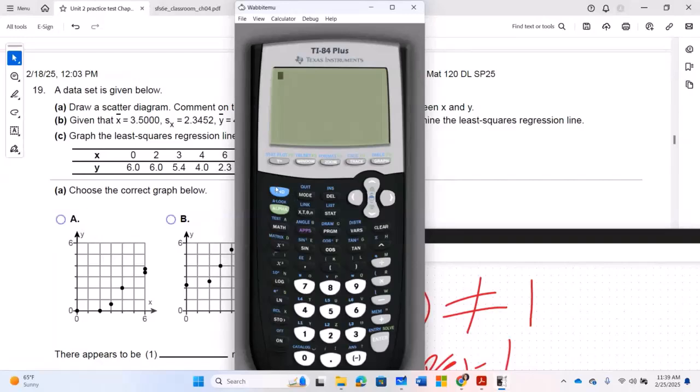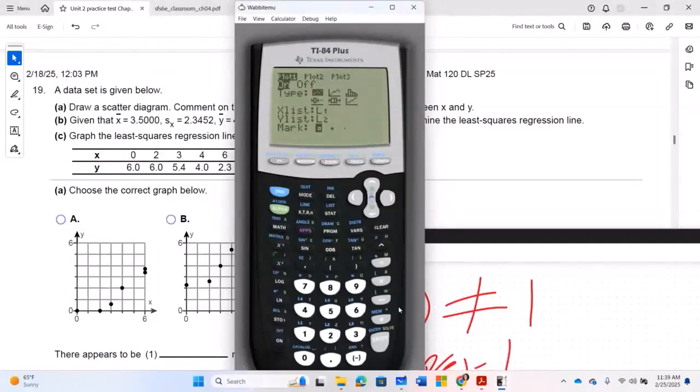Okay, so I am going to do a scatter plot. That's what I'm told to do right now. So do a scatter plot, second stat plot. They didn't tell us to draw a scatter plot by hand, so I don't see that they did. But anyway, I'm going to draw a scatter plot with the calculator. There are 6 types of statistical plots. Number 1 is scatter plot, and that's what we need.